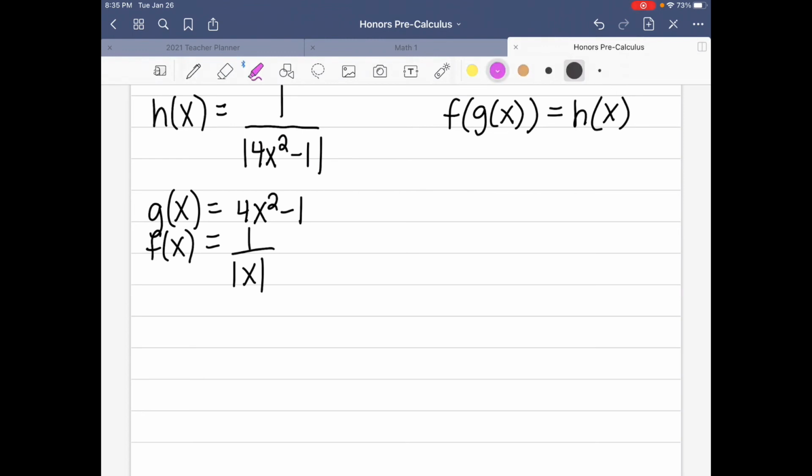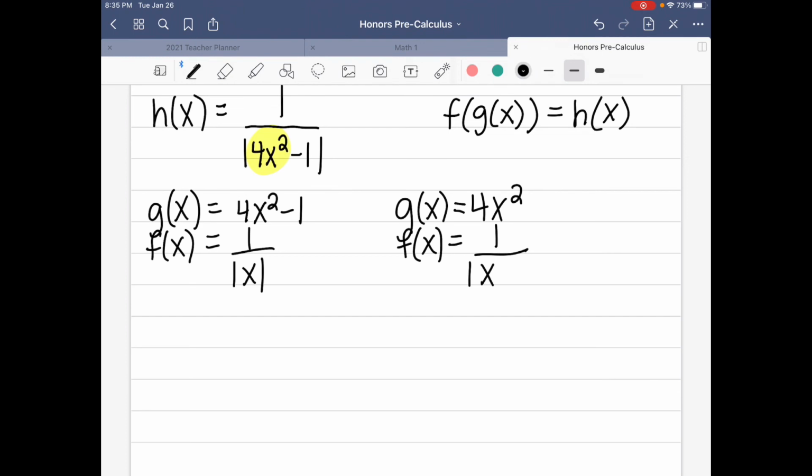All right, so another option could be that I just do the 4x squared. So I could say g of x equals 4x squared. So that's going to leave me to input it into the f function, which is going to be 1 over the absolute value of x minus 1.